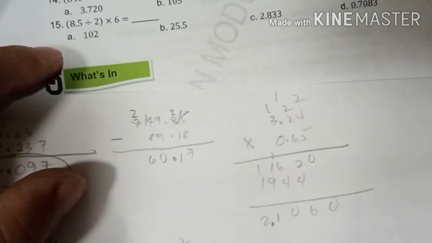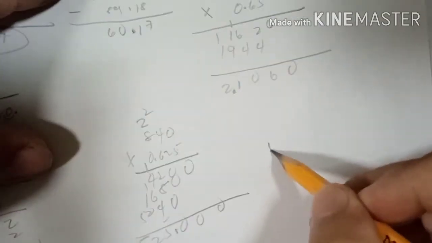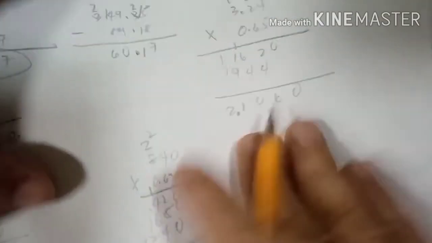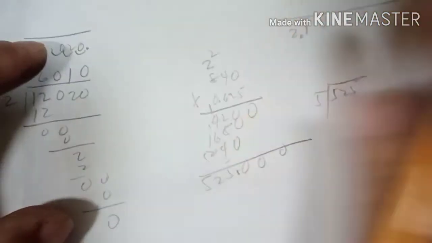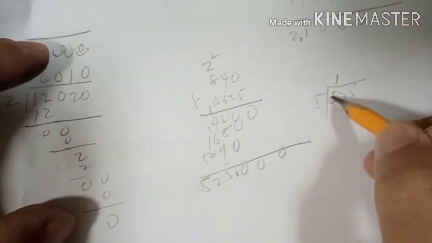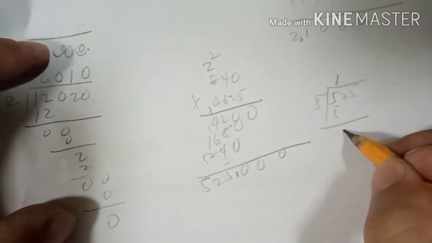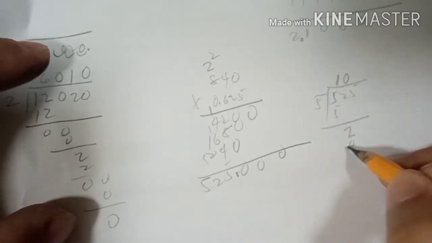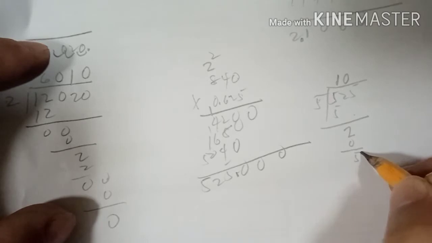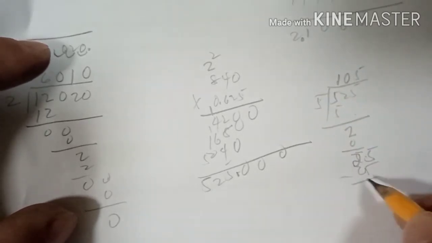Is there any 525? Oh, wait, divided by 5. So 525 divided by 5. 5 divided by 5, that's 1. 1 times 5, that's 5. Okay, bring down 2. 2 cannot be, so 0. 0 times 5 is 0. That's 2. Bring down 5. 25 divided by 5, that's 5. 25 minus 25. So 105 is the answer.